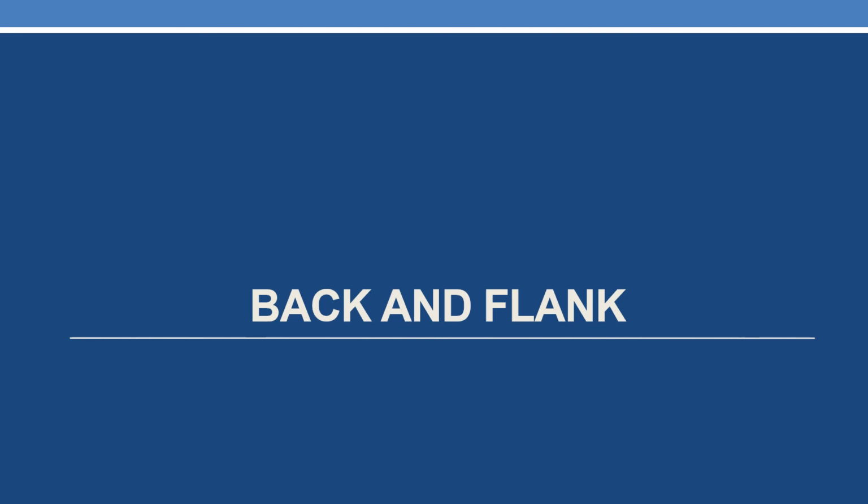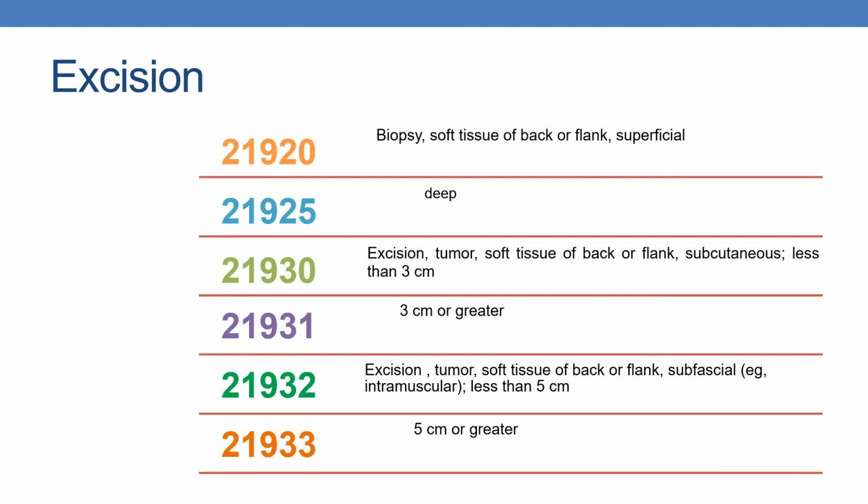Now coming to CPTs of back and flank. First one is 21920. It deals with biopsy soft tissue of back or flank, superficial. Next is 21925, biopsy soft tissue of back or flank, deep. Next is 21930, excision tumor soft tissue of back or flank, subcutaneous, less than 3 cm. If the tumor size is 3 cm or greater, it is given by CPT 21931.